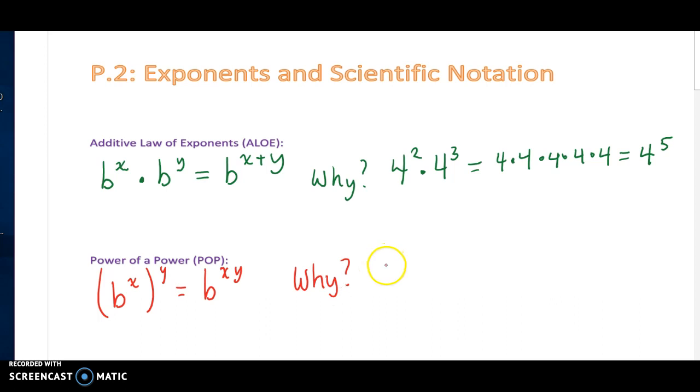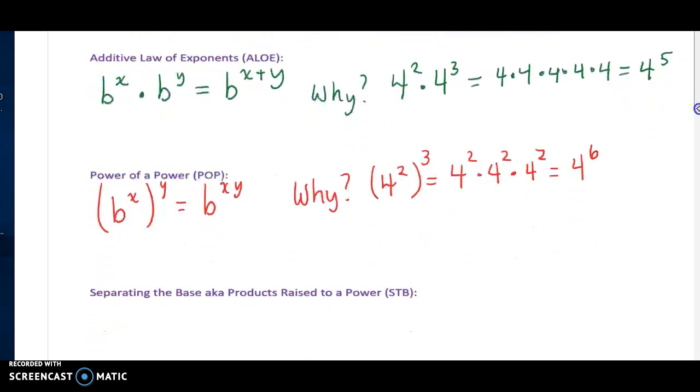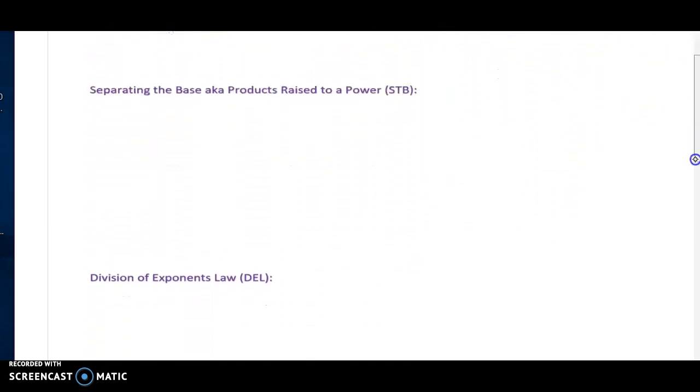So if I have, let's use 4 because 4 is a beautiful number, 4 squared raised to the third power, that's the same thing as me having 3 factors of 4 squared. So that's 4 squared times 4 squared times 4 squared. Check it out. This is ALLO again, which is the same thing as 4 to the 2 plus 2 plus 2, which we all know is 6. Whoa! Okay, let's continue through.